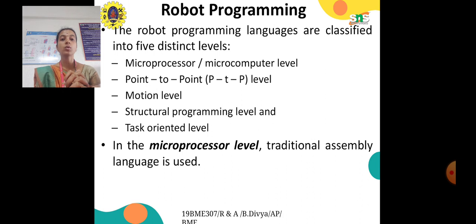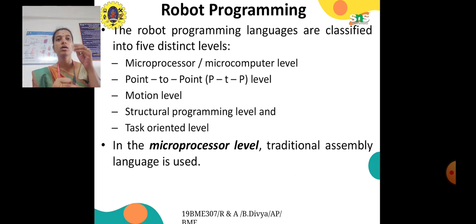The robot programming languages are classified into 5 distinct levels: microprocessor or controller level, first one. Second is point to point level. In the point to point level, we will be having many joints in the robots, so it is used for programming point to point. Each point will have programs. Next is motion level.